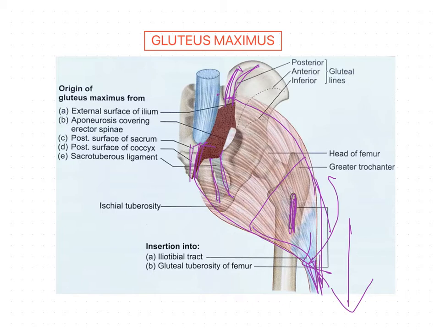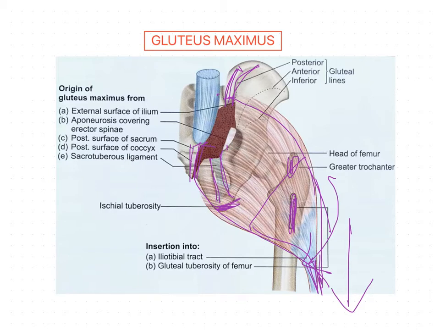If you see the bony structures, in this picture we can see them. One is the greater trochanter, and also we can see the ischial tuberosity, and we can also find the ischial spine. So these are the three bony structures which are present below this gluteus maximus muscle.